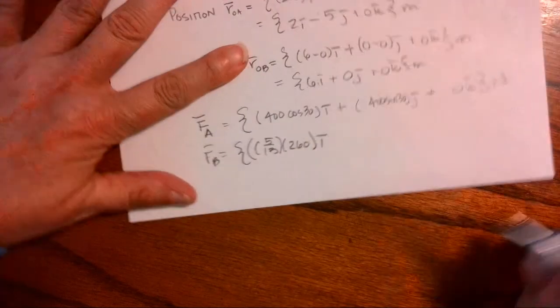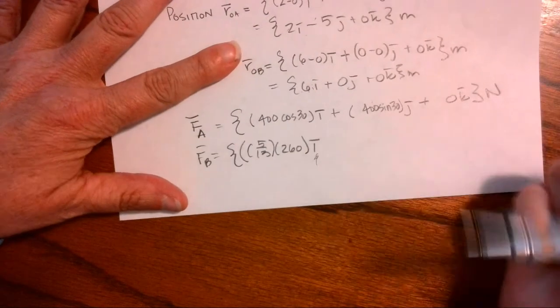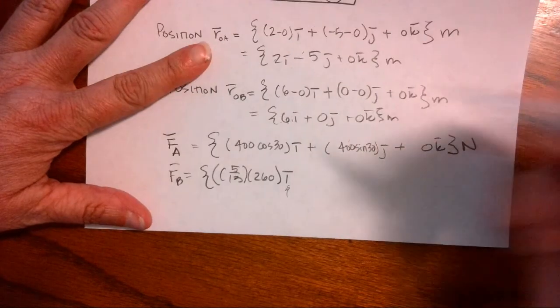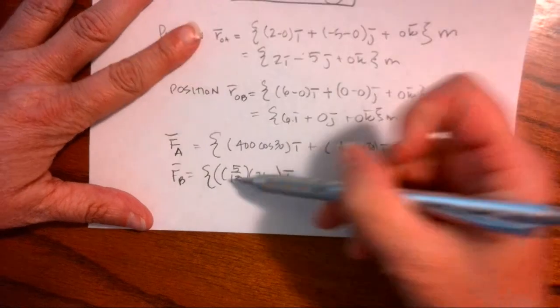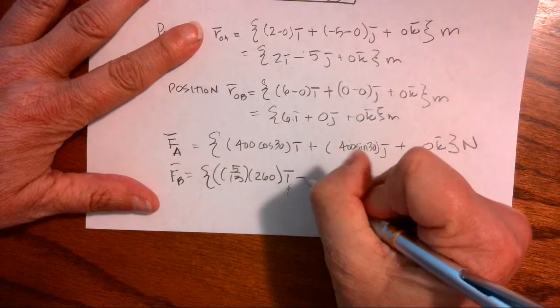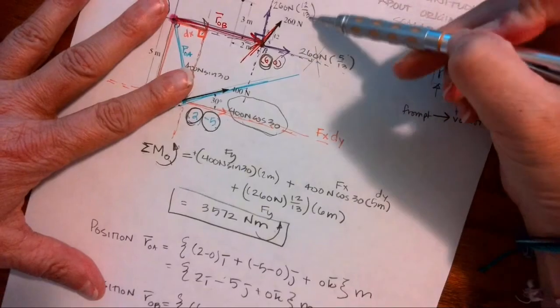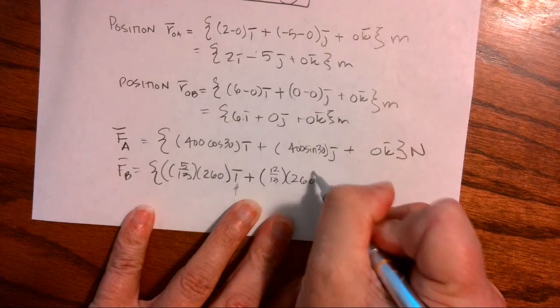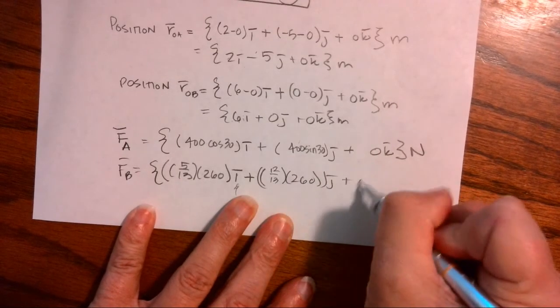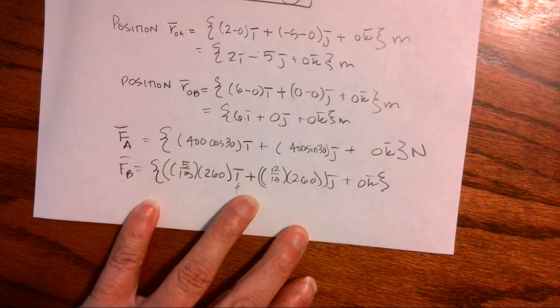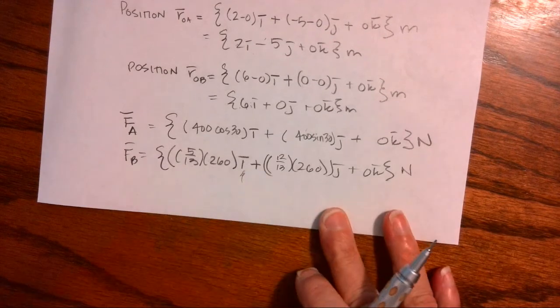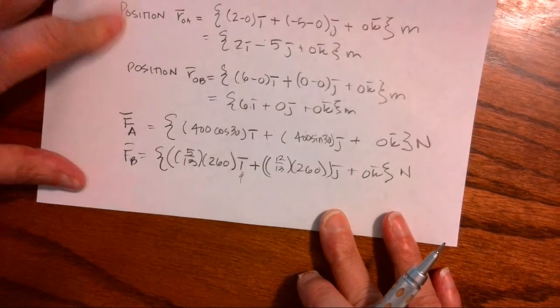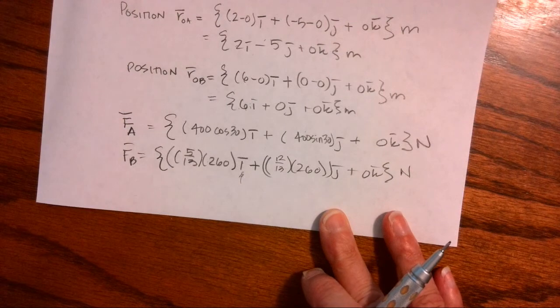Okay, so that's i, letting me know the unit direction in the x direction. It's just a unit, it's unitless. That is my x component of my force, plus the y component is 12/13 times 260. So I can come back down here, 12/13 times 260 j plus 0k, because we are working in 2D, newtons. So I have my force vectors and I have my position vectors. And now what I can do is set up the matrix for both of them.